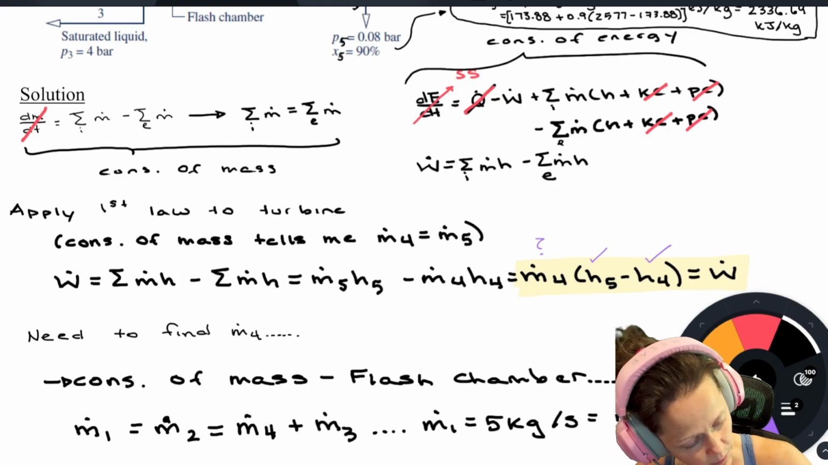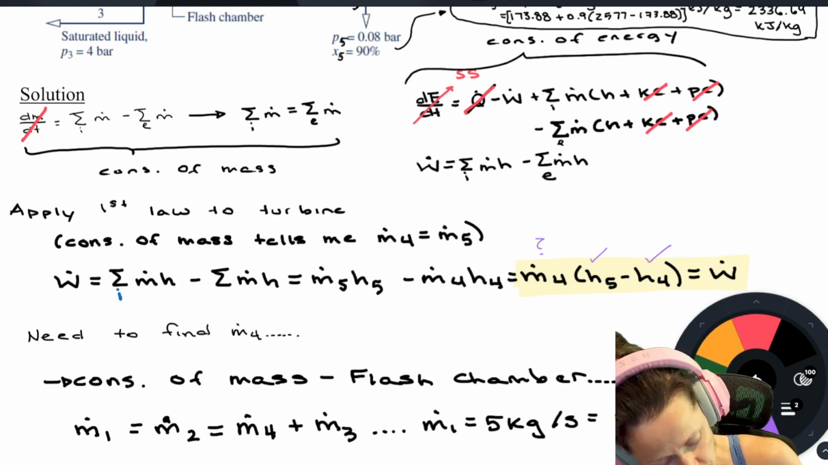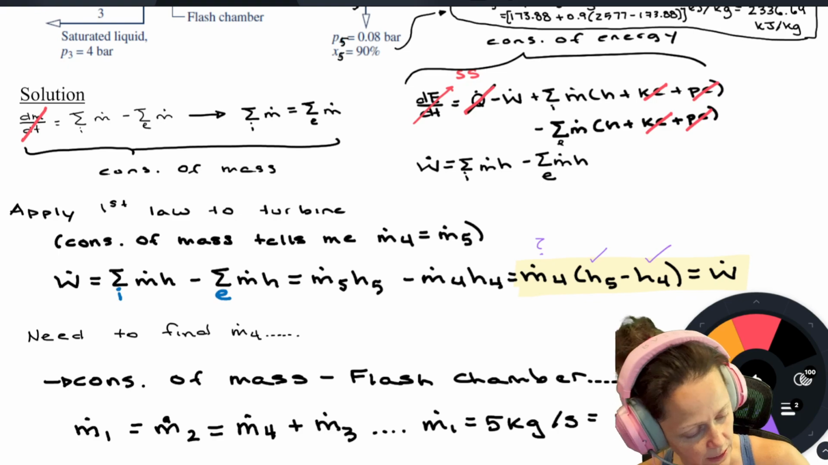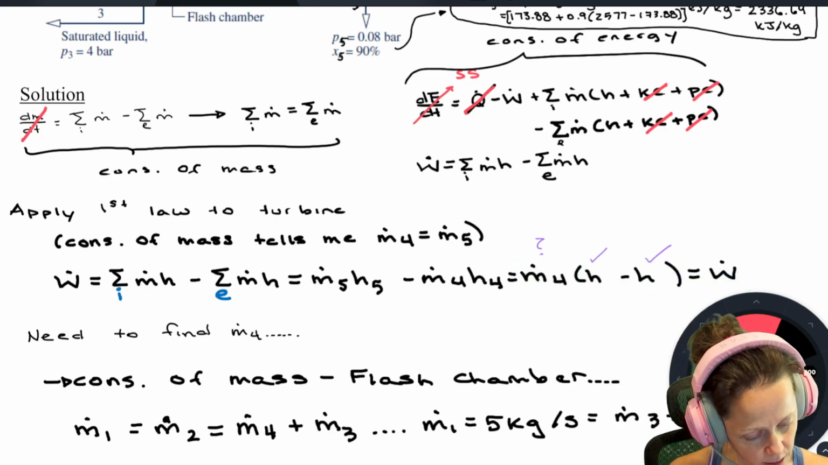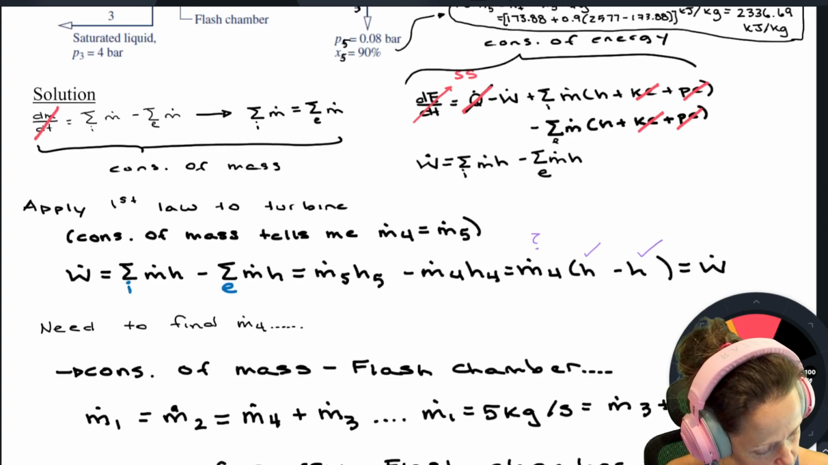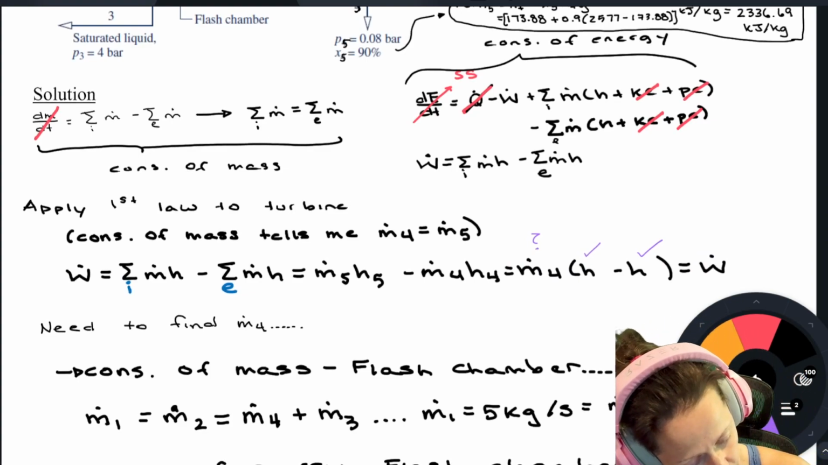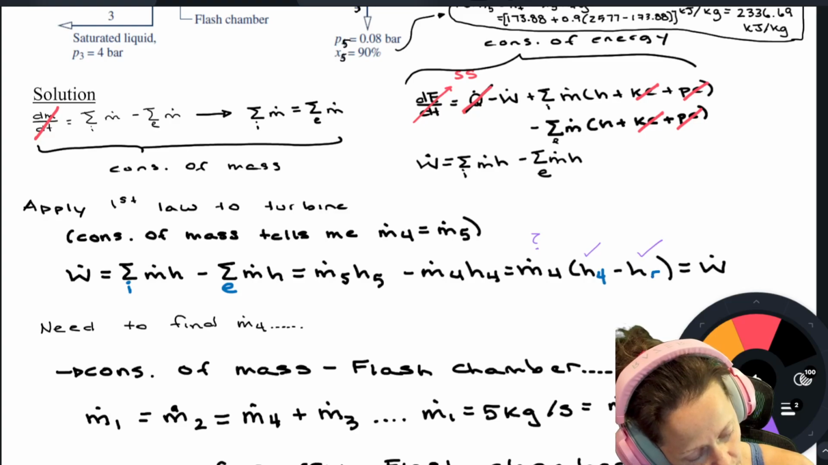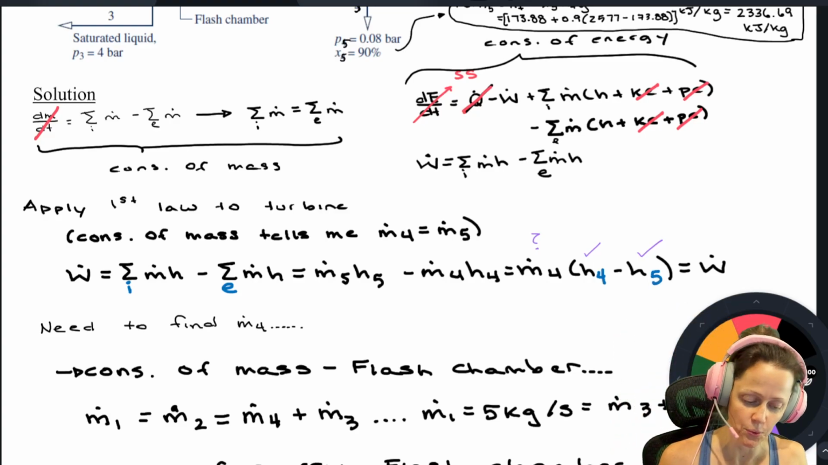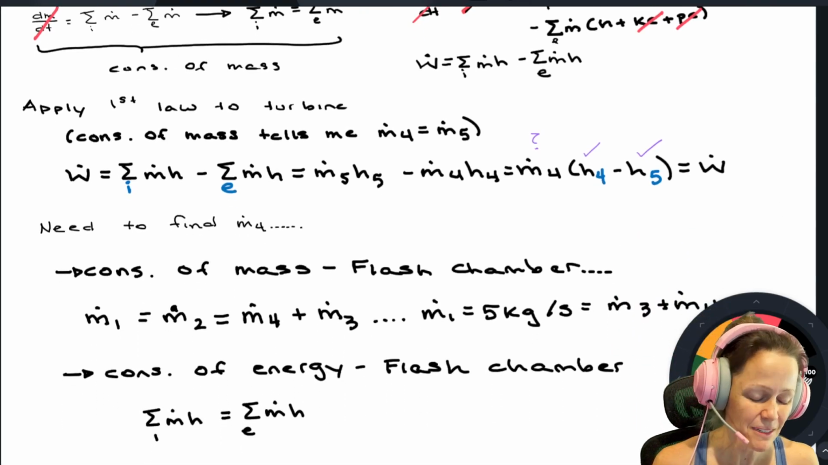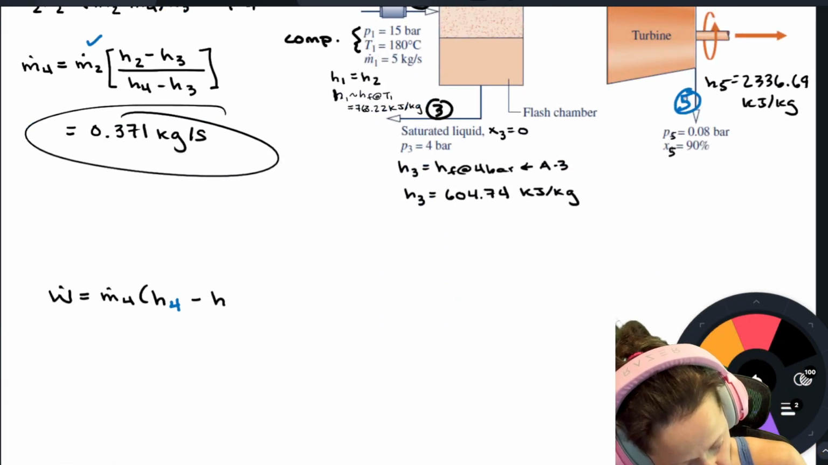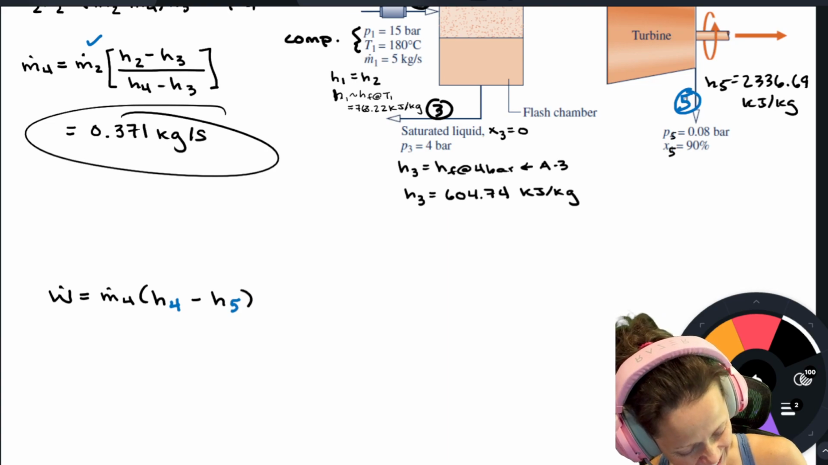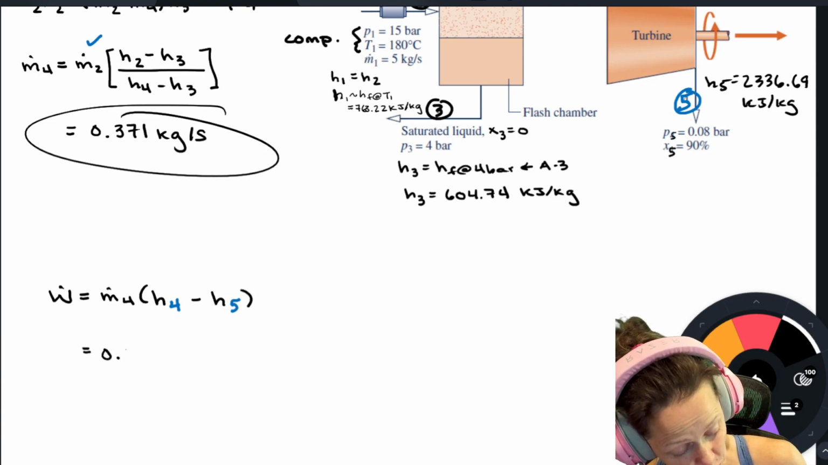Let's fix that. I'm going to actually put it in blue so it's really obvious where I'm changing things. And then this to be h4 minus h5. I thought something wasn't sitting right. Whew. All right, so let's fix that down at the bottom, h4 minus h5. All right, and now let's plug in some numbers.